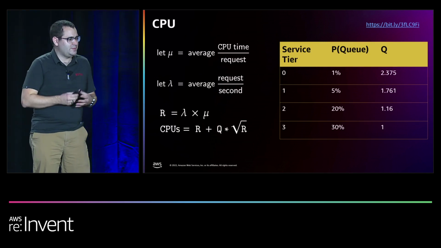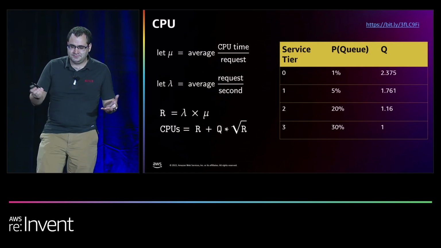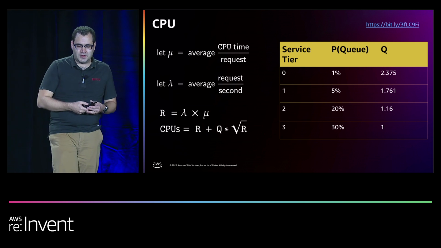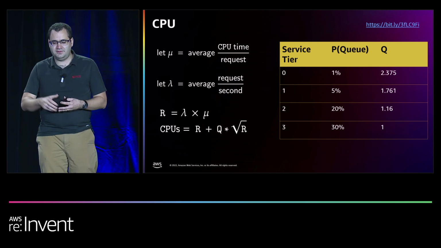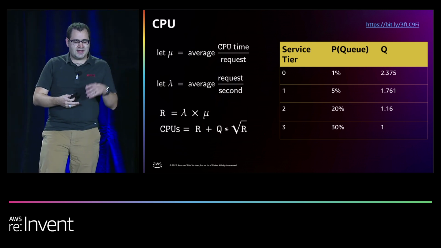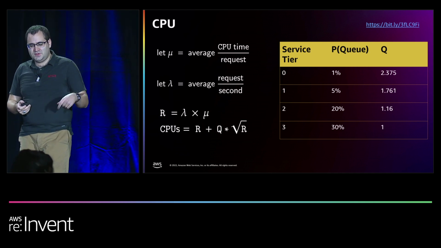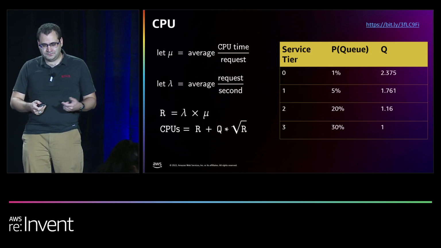So how would we figure out how many CPUs we want? Well, we're going to use square root staffing. We're going to take the average number of requests per second and multiply that by the average CPU time per request, and that's our value r. And then we add that to a quality of service parameter times the square root of r.